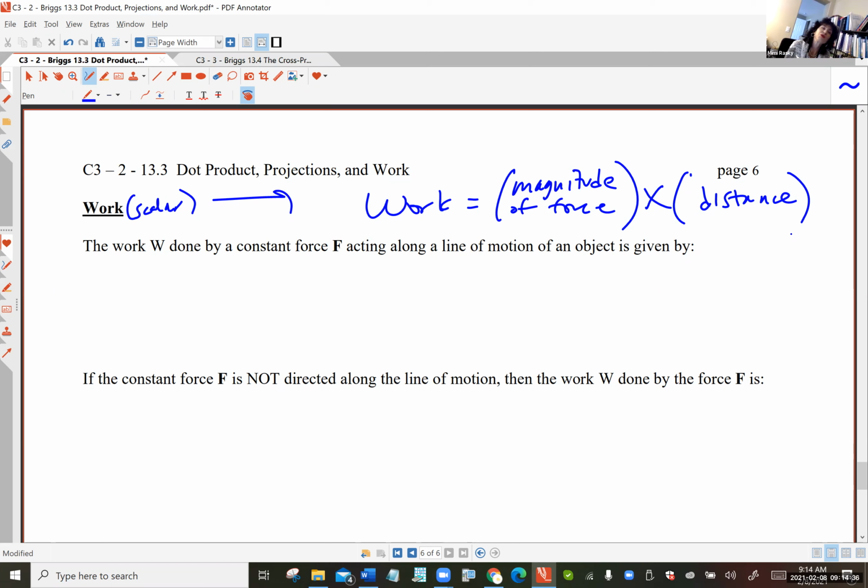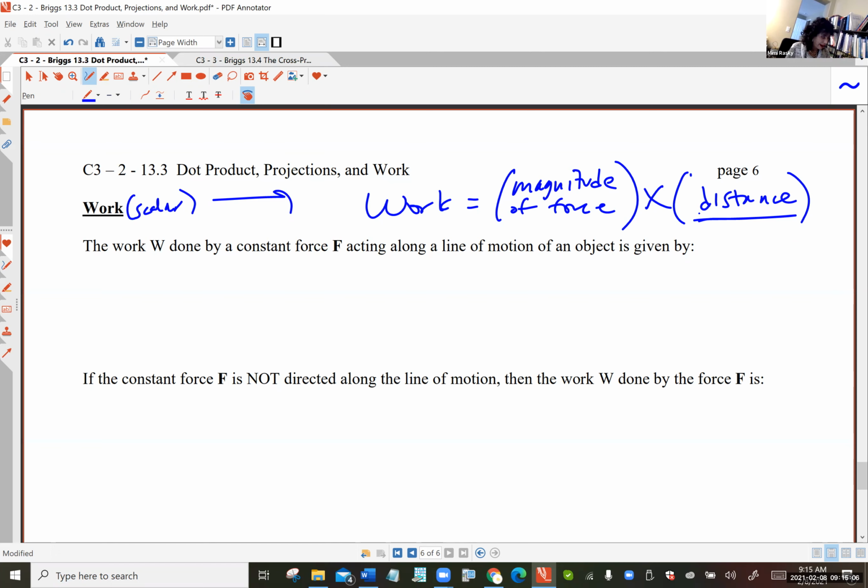What? But you did all this work pushing up against your wall. Yeah, I know. But that's not the work done on the wall. That would be a different kind of work. That would be work done by me, calories expended or whatever. That wouldn't be the work done on the wall object. Okay, so what I'm trying to say in my own sweet way is that if the object doesn't move, then no work has been performed on the object.